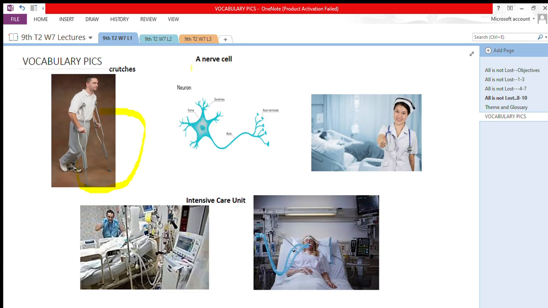Neuron is a nerve cell in your mind, and you know our mind is made up of thousands of millions and billions of neurons. This is the picture of a nurse.